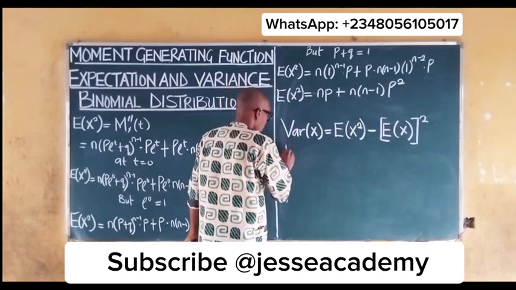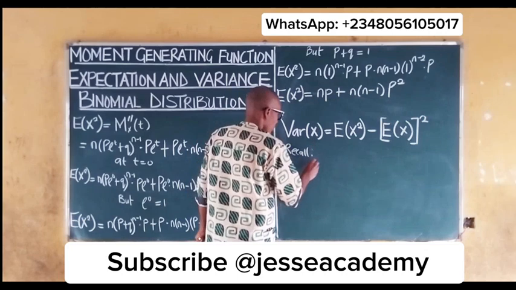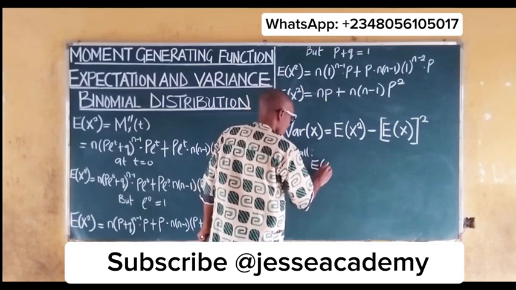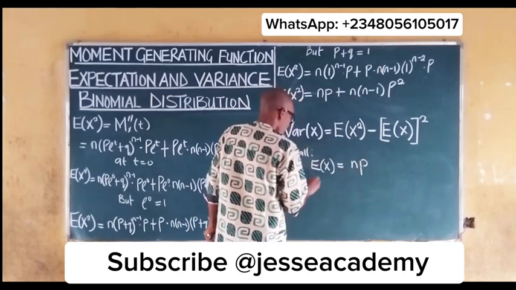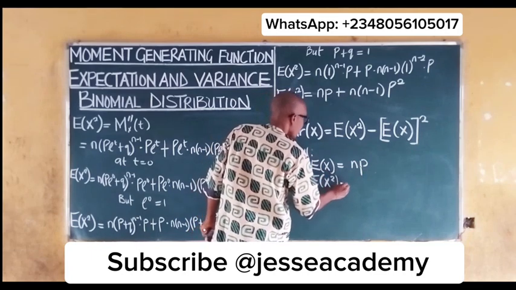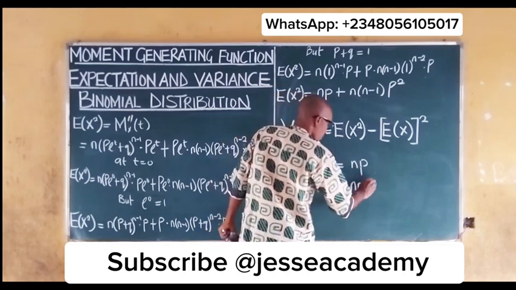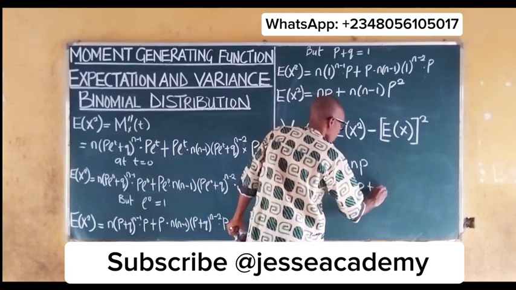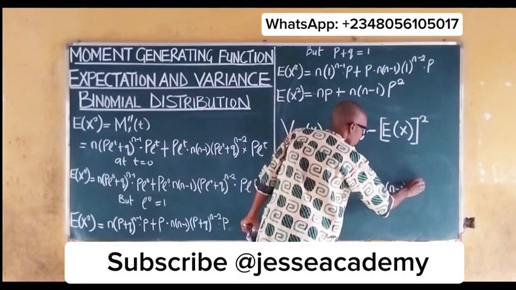We also need to recall that our expected value of x is equal to np, and our expected value of x squared is equal to np plus n into n minus 1 p squared.